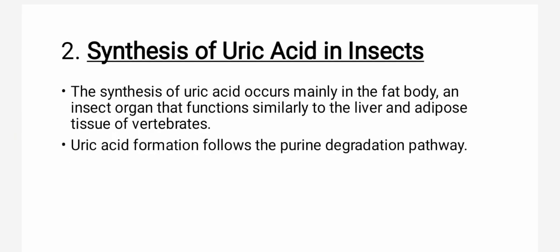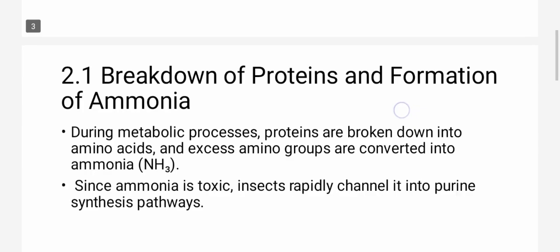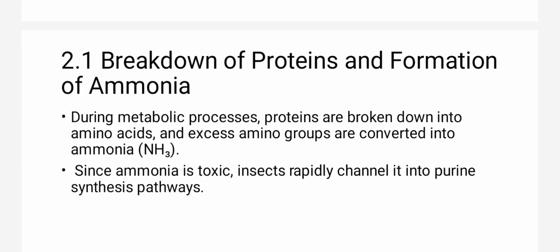The synthesis of uric acid in insects. When we talk about the synthesis of uric acid, it occurs mainly in the fat body, the insect organ that functions similarly to the liver and adipose tissue of vertebrates. In uric acid formation, they follow the purine degradation pathway. In uric acid formation, there are many steps.